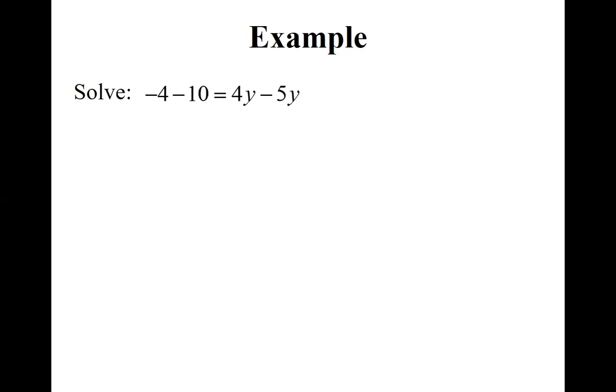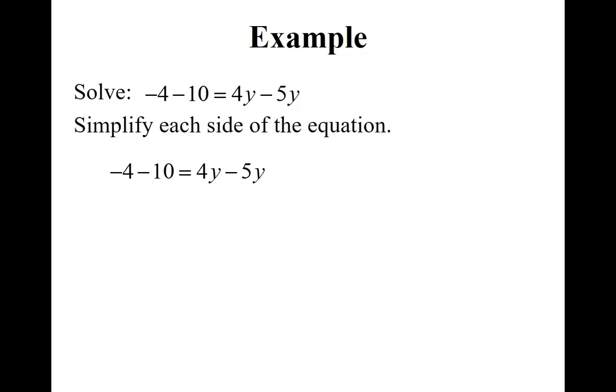Next up, negative 4 minus 10 equals 4y minus 5y. Once again, we can do something to both sides of the equation. On the left, negative 4 minus 10 is negative 14. On the right, 4y minus 5y is negative 1y, or negative y. 4 minus 5 is negative 1, so 4 of them minus 5 of them is negative 1 of them. Just minus y.